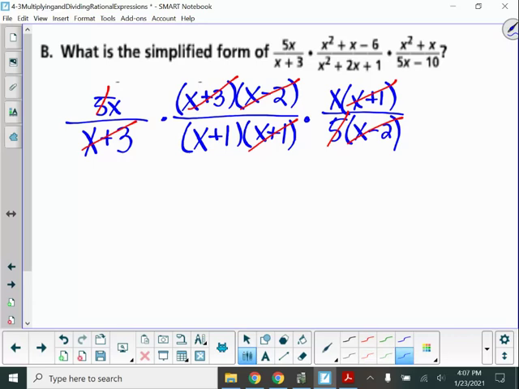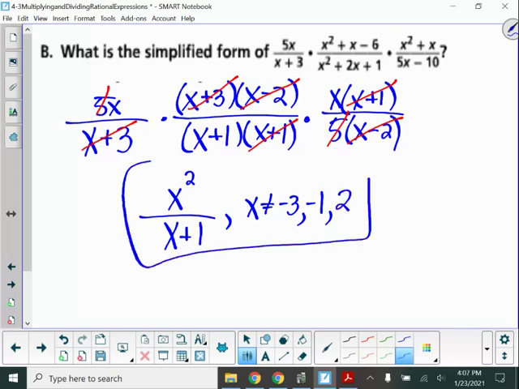So now when I multiply across, I'm left with an x and an x, which is going to give me an x squared. On the bottom, I am left with x plus 1. And again, if it asked me what values x could not equal, well, because of the x plus 3, x could not equal -3. Because of the x plus 1, it could not equal -1, and the x minus 2 would make 2 not a possibility for our question.